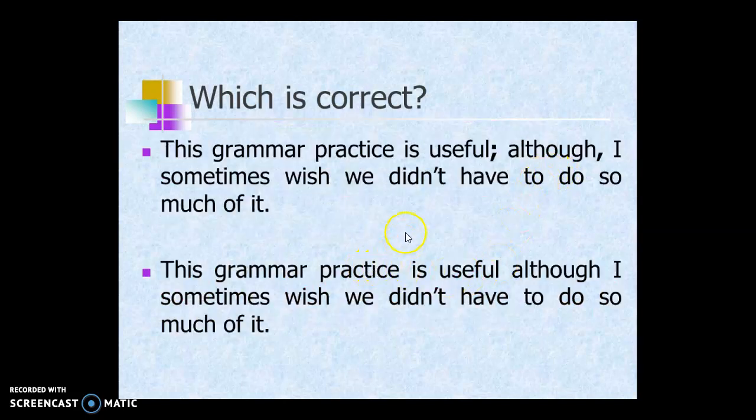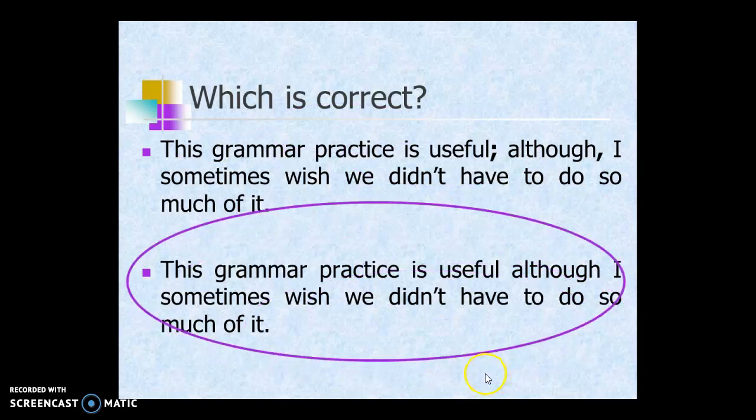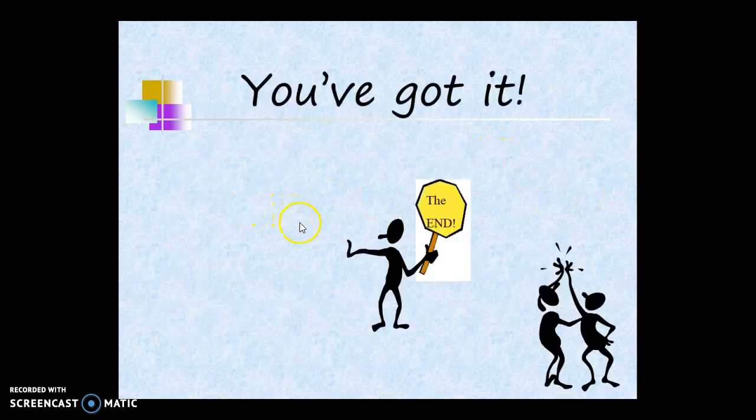How about this one? This grammar practice is useful, although I sometimes wish we didn't have to do so much of it. If your answer was the first one, you were totally wrong. This is not a conjunctive adverb. This is a subordinating conjunction, so you don't punctuate it like that. If not, you cause a fragment beginning from although and ending in much of it. You've got it! We reached the end.